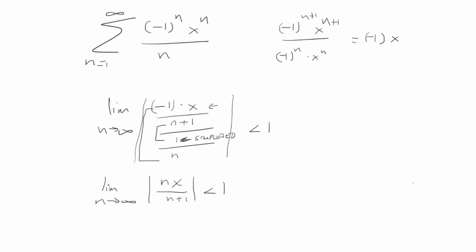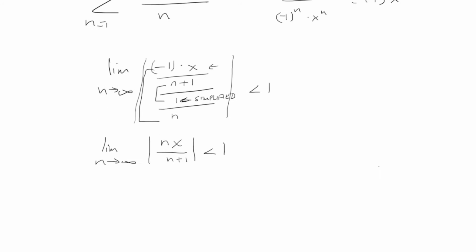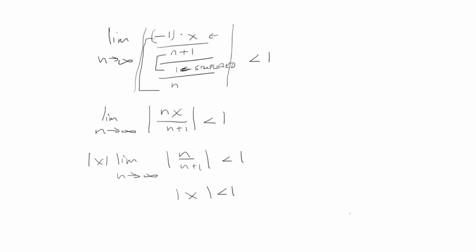You want that thing to be less than 1, and the x can come out. So the limit as n approaches infinity of n over n plus 1 is just going to be 1. So now you have the absolute value of x being less than 1, which means that x has to be between -1 and 1.